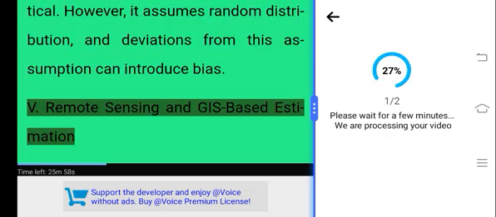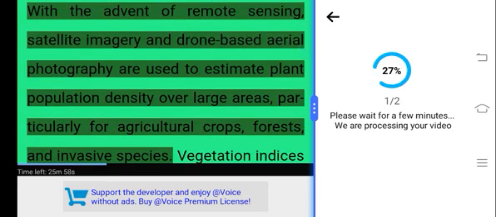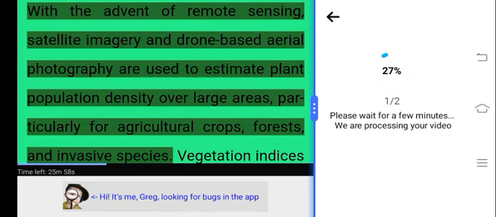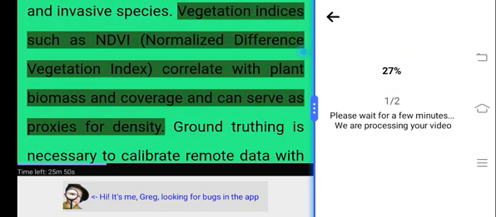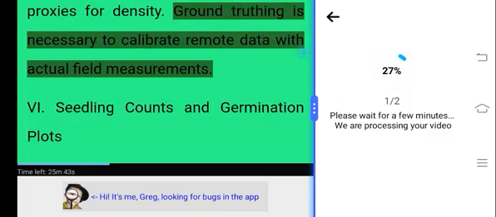5. Remote sensing and GIS-based estimation. With the advent of remote sensing, satellite imagery and drone-based aerial photography are used to estimate plant population density over large areas, particularly for agricultural crops, forests, and invasive species. Vegetation indices such as NDVI, normalized difference vegetation index, correlate with plant biomass and coverage and can serve as proxies for density. Ground truthing is necessary to calibrate remote data with actual field measurements.